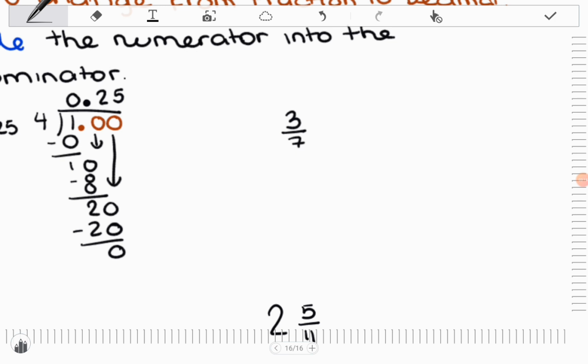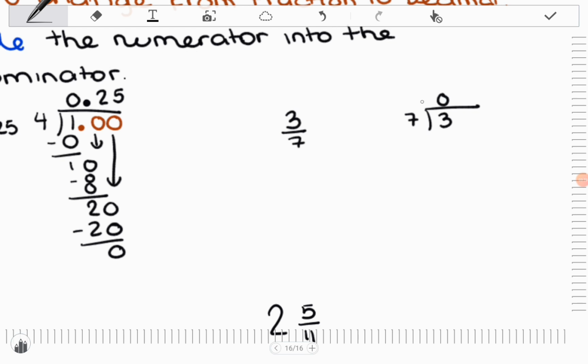3 divided by 7. So, the 3 is going to go inside, the number on the top goes inside, and the number at the bottom goes outside. So, how many times does the 7 fit in the 3? No times, right? 0 times, because 3 is less than 7.